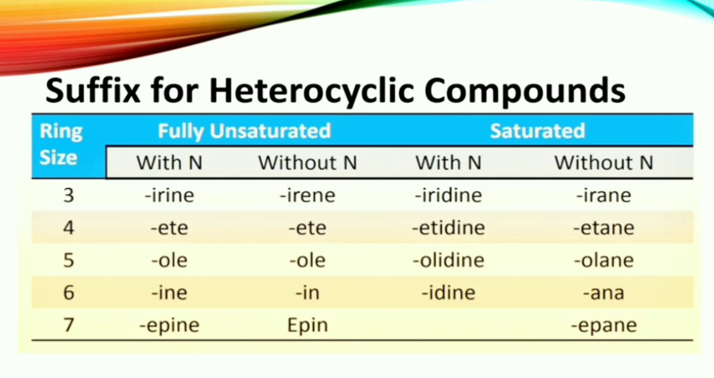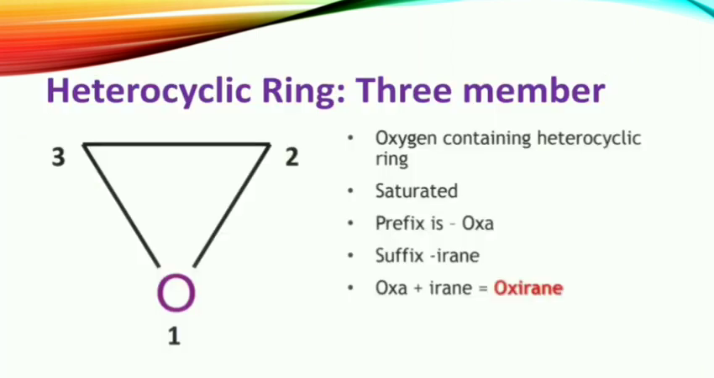Okay, we'll see the examples. Here is a 3-member ring structure. If you see the structure, it has a 3-member heterocyclic ring. Then identify which heteroatom is present in the structure. It is oxygen, so this ring is an oxygen-containing heterocyclic ring.